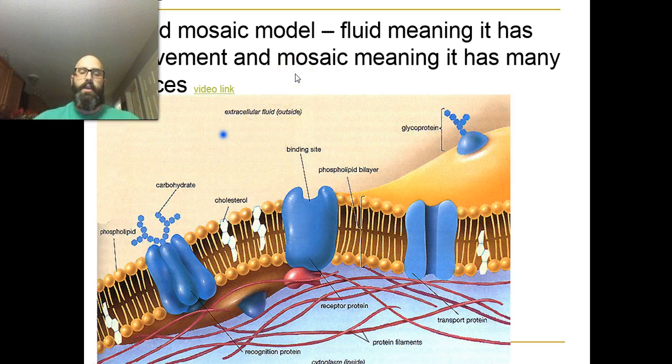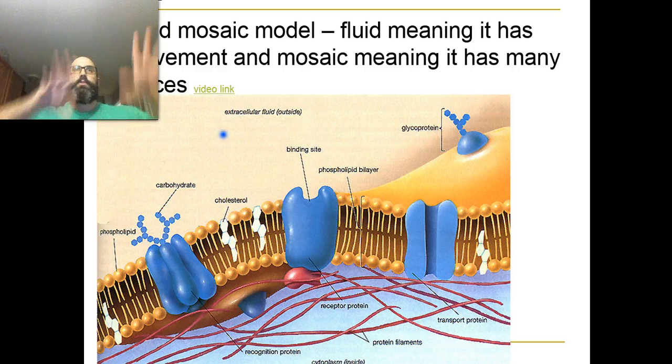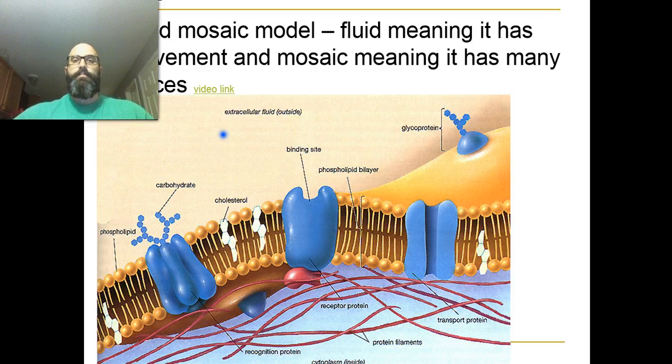You've seen these hanging in our cafeteria. Each person is assigned a square or a small piece of clay, and they put them all together to make one giant picture. But this is a fluid mosaic, meaning fluid, it has movement. We'll watch a quick video here on fluid mosaic, courtesy of YouTube.